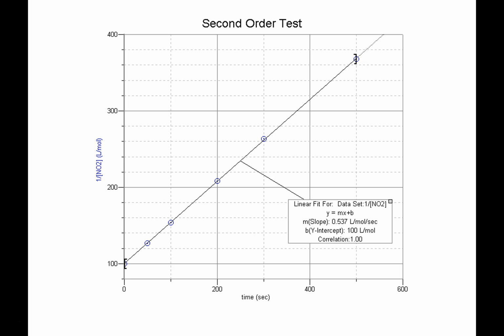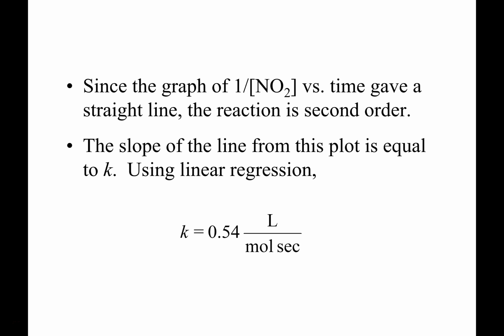passes. Remember, for a second order, it's going to have a positive slope. A correlation coefficient looks like it was dry lab to me. Okay. Correlation coefficient looking great, so that means that the slope, which is 0.537, would actually be the rate law constant K. So it passes that line. Just pick off the slope, and that's your K.